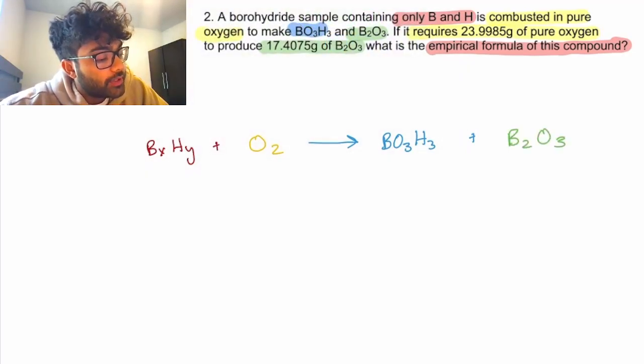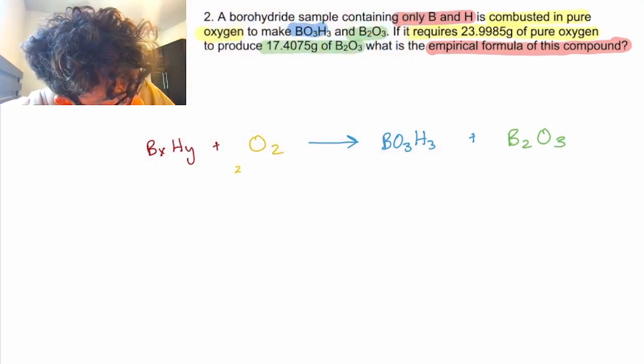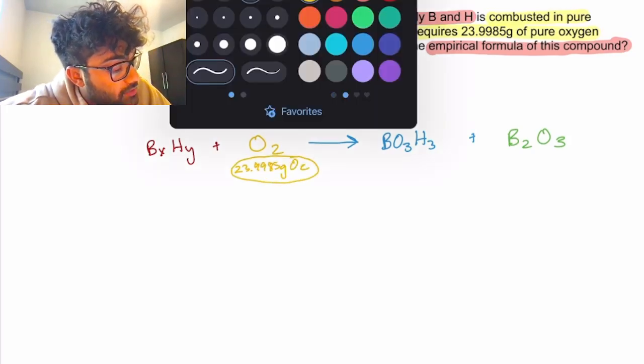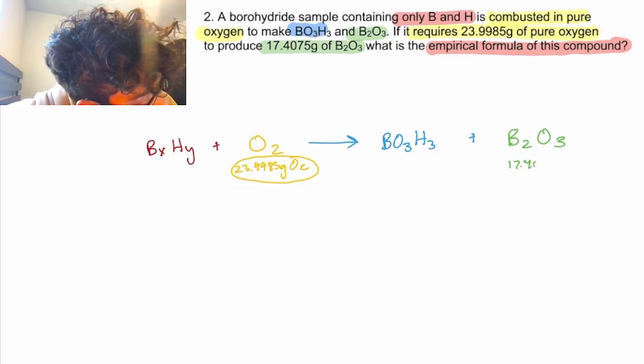So let's start with what we know. We're given the mass of oxygen, so we know that we have 23.9985 grams of O2. And we're given the mass of B2O3, so we know that we have 17.4075 grams of B2O3.